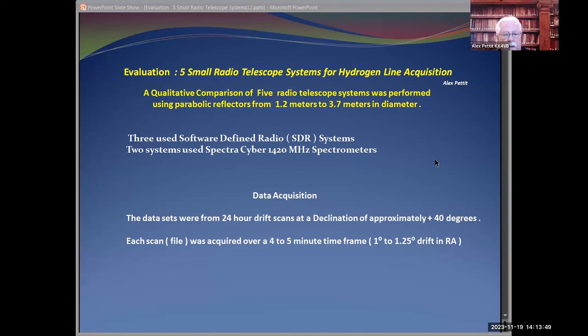So, I'll briefly go over what I did last time. Right now I have data from five different radio telescope systems. They're small. They run from 1.2 meters up to 3.7 meters in diameter. Three used SDR, software-defined radio systems, and two used the older SpectroCyber. And these make an interesting contrast. They're 24-hour drift scans at about plus 40 degrees declination, and each was about a 4 to 5 minute time frame, 1 to 1.25 degrees per slice.